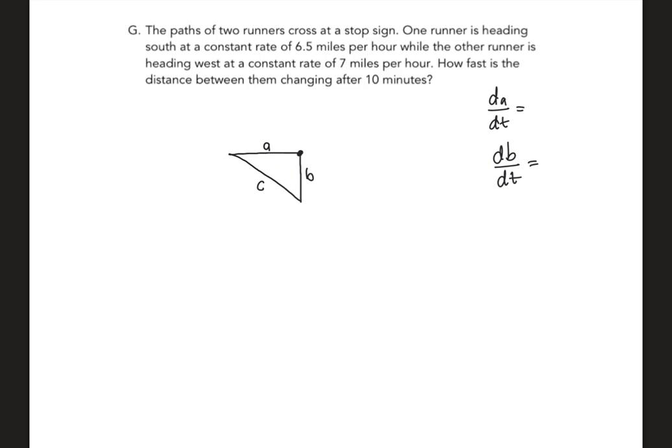Wait, dB/dt is south. Okay, that's 6.5. That's 7. Okay. How fast is the distance between them changing after 10 minutes? So far we don't know how to use that 10 minutes, and we're not given A, B, or C. But when they say how fast is the distance between them changing after 10 minutes, we want to know the distance between them changing, so that's dC/dt.